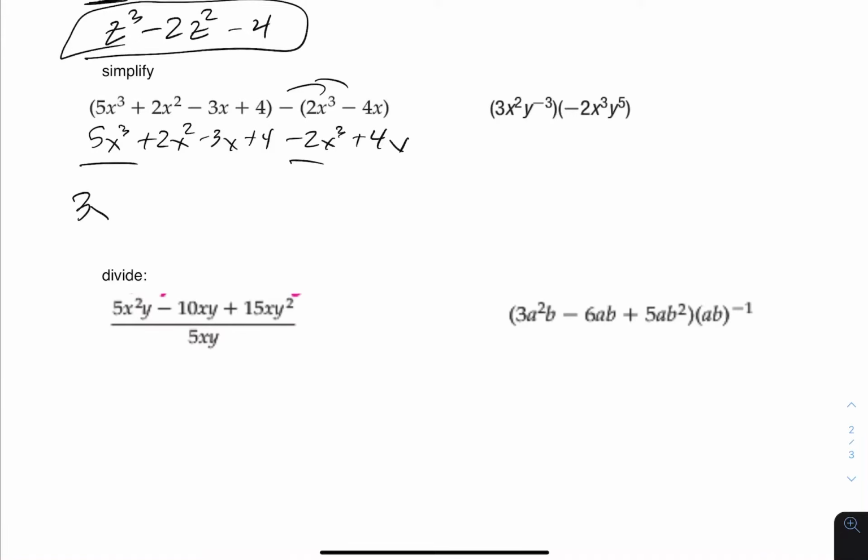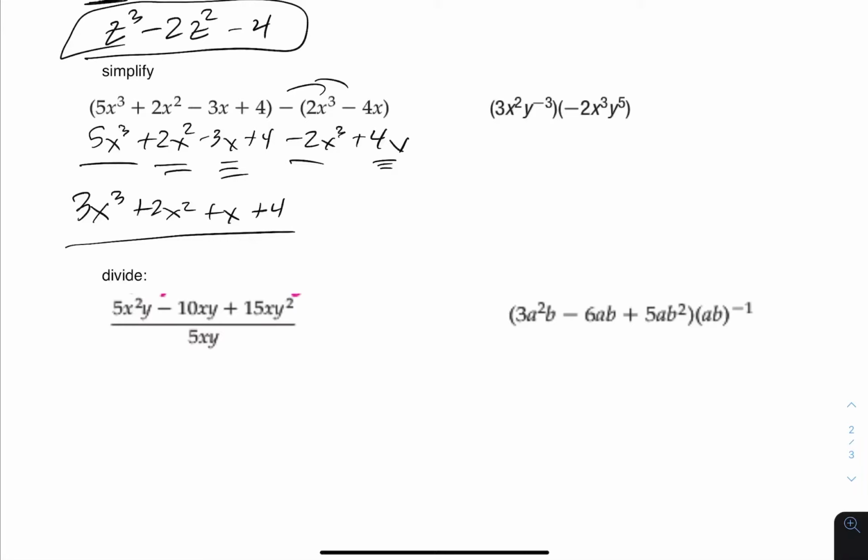So 3x cubed, add like terms, it's one thing by itself, plus 2x squared. Add like terms, plus x plus 4. Right? Just distributing and adding like terms. Next one we're multiplying.